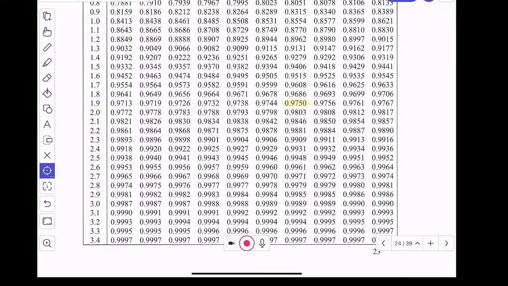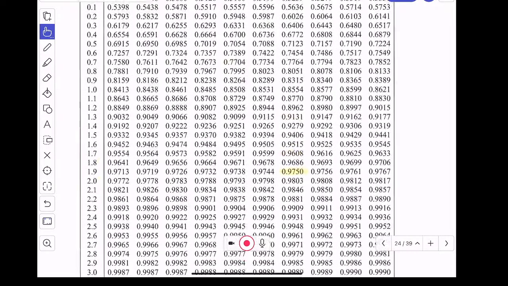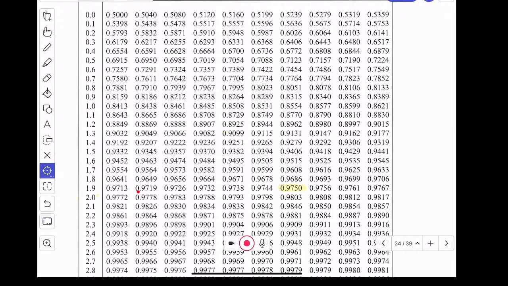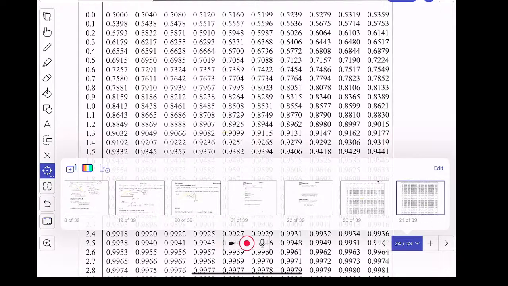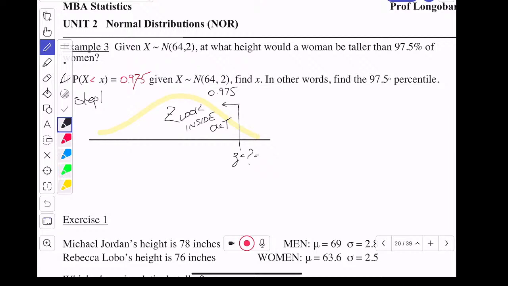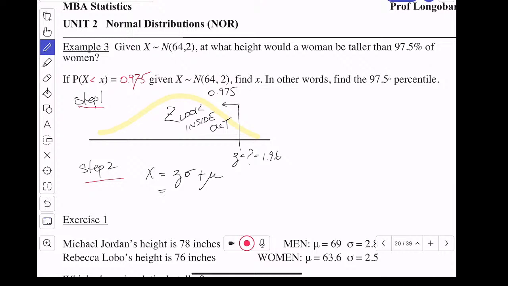So that value is 1.96 standard deviations above the mean. So the next step is to convert that into units of the problem, into inches. To convert, I use the definition of z standard deviations from the mean. I unstandardize 1.96 standard deviations from the mean, and I get my answer.